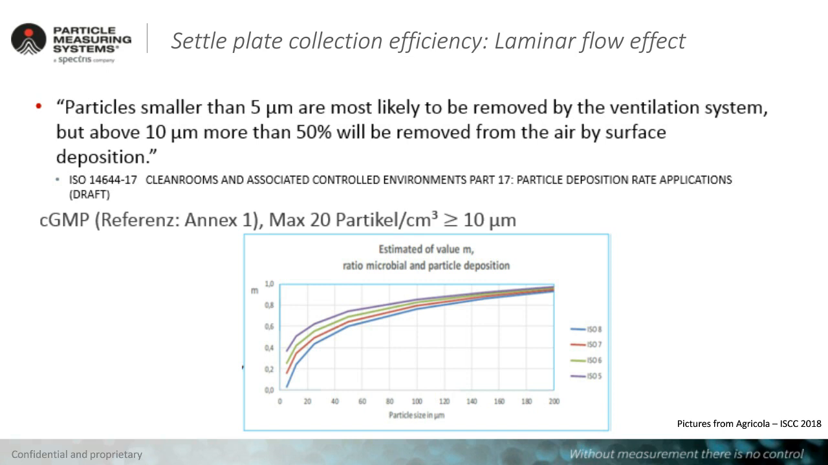So, as a reference, think about what we have in GMP as alert or maximum limit. The maximum limit is 20 particles per cubic centimeter. That means 20 particles greater than 10 microns are expected. So here we see immediately that there is a discrepancy between the theory of particle deposition and our GMP regulations.